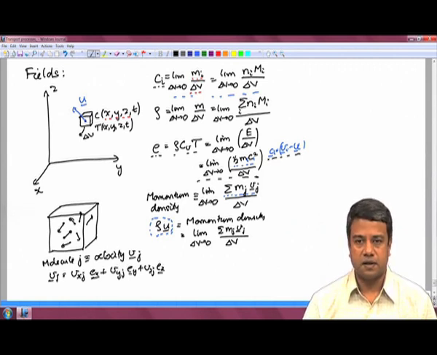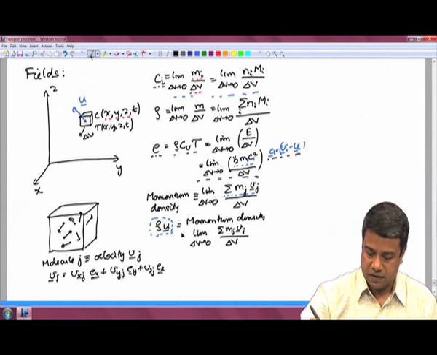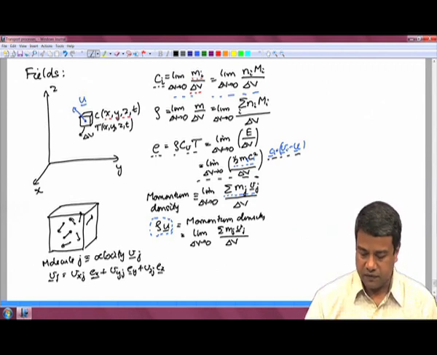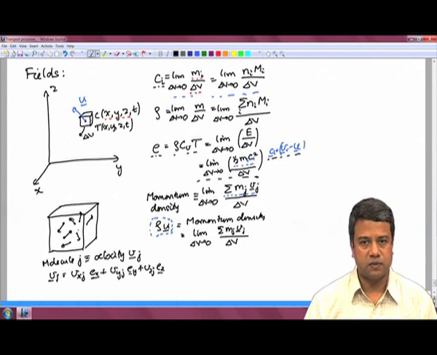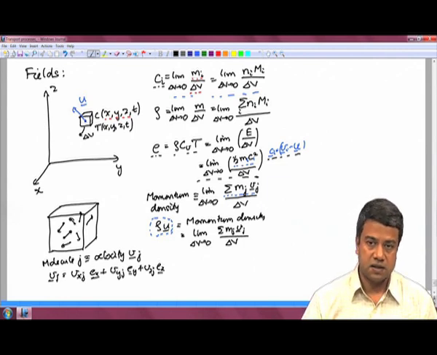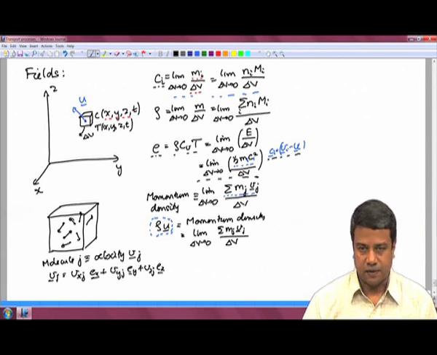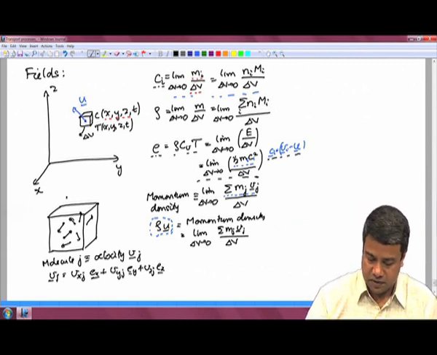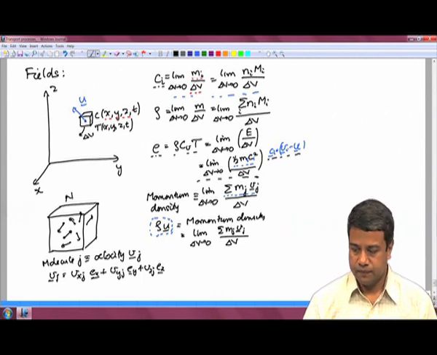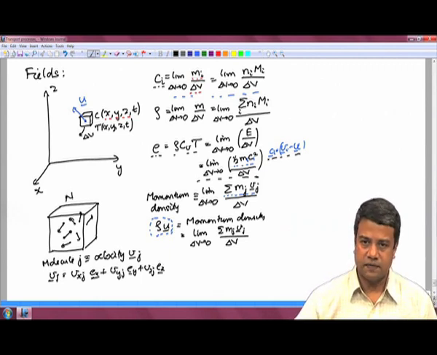I said you take the limit of the volume going to 0. But when you take the limit of the volume going to 0 in a volume like this, of course, if the volume itself is large compared to the molecular scale, the distance between the molecules in a gas or the molecular diameter in a liquid, then you will have a large number of molecules within this volume, and one can sensibly define averages.